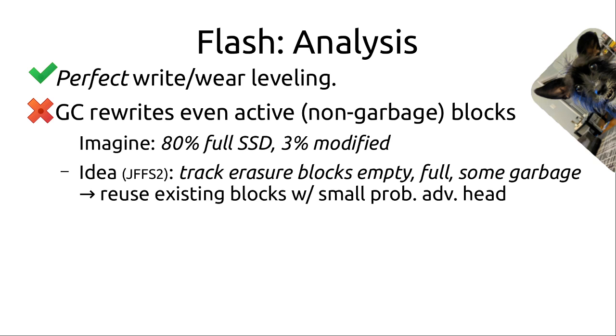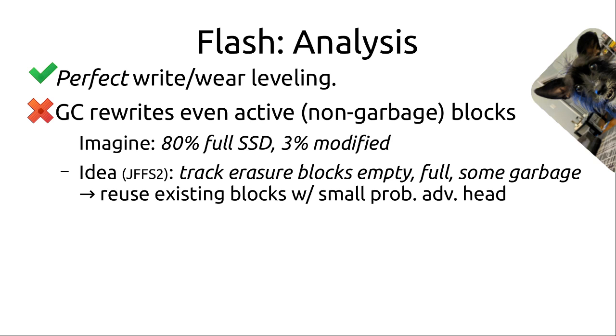And JFS2 modified this idea by essentially trying to reuse many of the different erasure units within the disk. So it would keep track of 3 different lists of nodes. Those that were completely full of active data that is up to date, data that has been overwritten. So some of the nodes, some of the blocks within an erasure unit have outdated information, therefore should be garbage collected, and of course erased blocks.